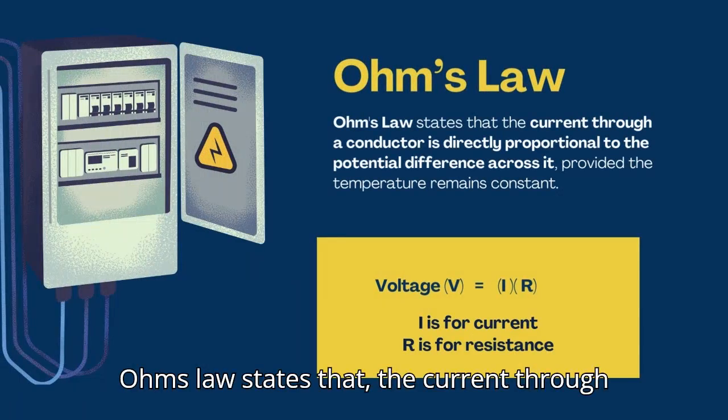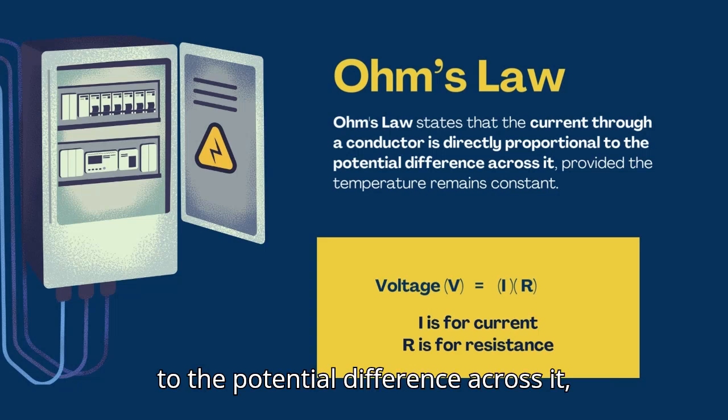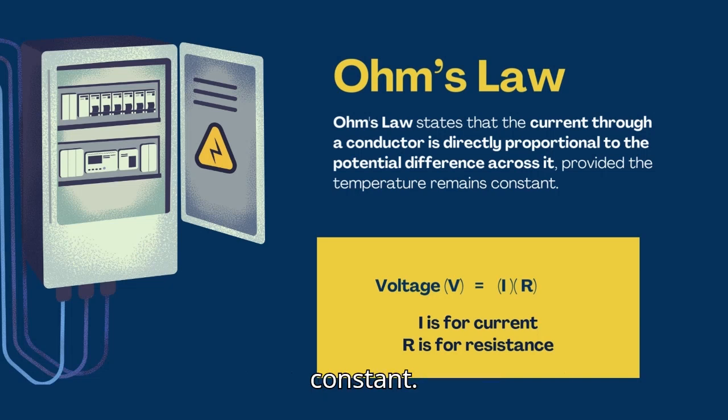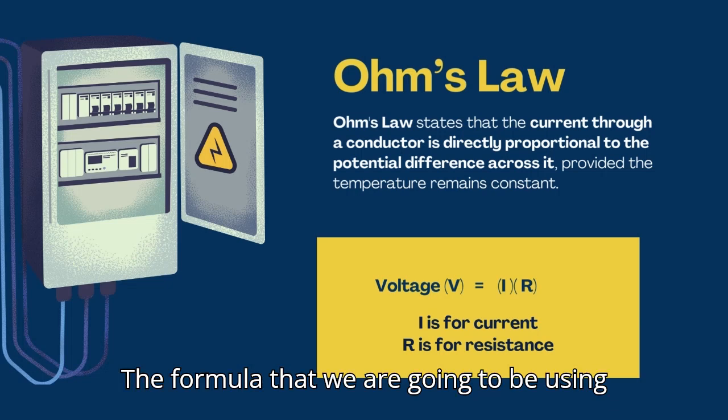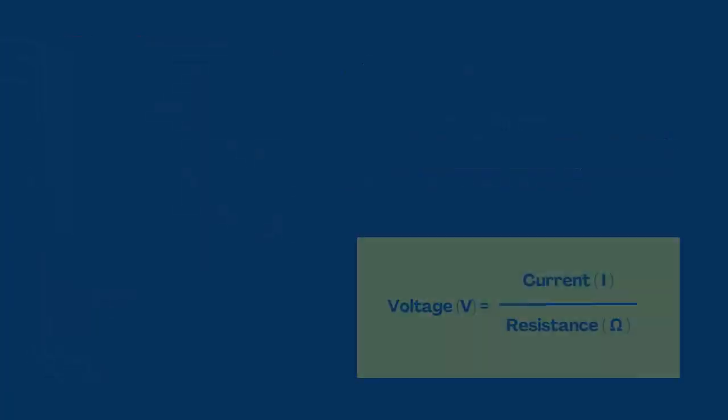Ohm's law states that the current through a conductor is directly proportional to the potential difference across it, provided the temperature remains constant. The formula that we are going to be using in Ohm's law is V equals IR. V is for voltage, I is for current, R is for resistance.